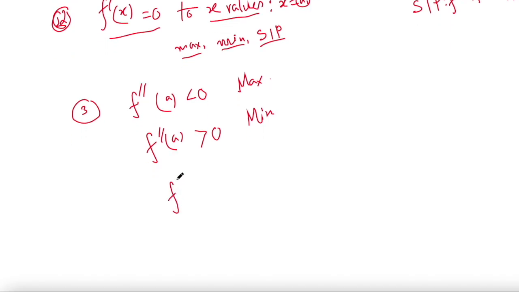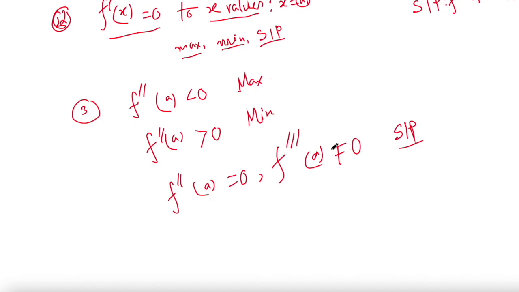If the second derivative at a is 0, then you need to calculate the third derivative at a. If not 0, then the point is a SIP. There is a SIP, stationary inflection point, at x equal to a.